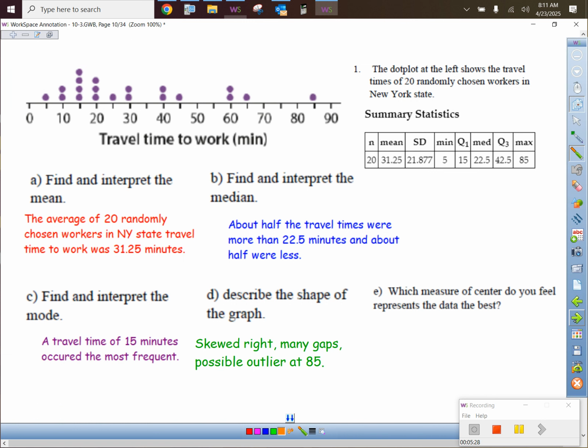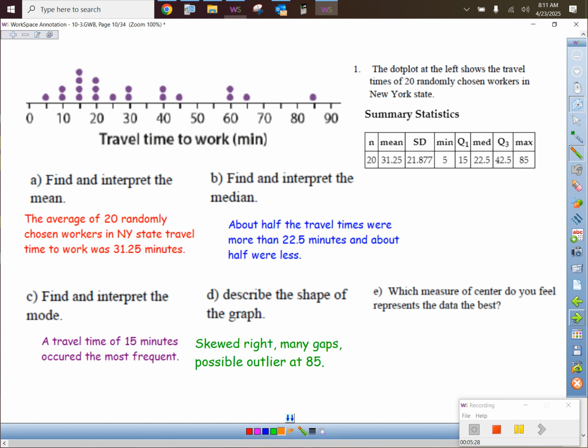So I said skewed right, many gaps, possible outlier at 85. That's probably too much information for when they say describe the shape. The answer should just be skewed right. But I wanted to get a little more detailed since they didn't ask us to do true SOCV and do the shape, outliers, center, and variability. So skewed right, many gaps, possible outlier at 85.